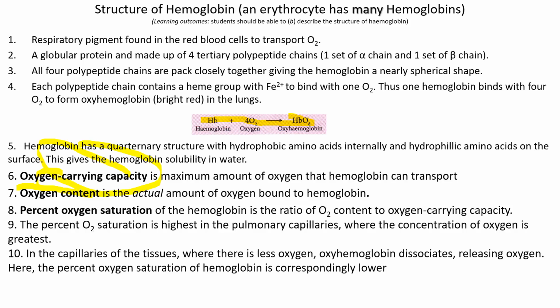The percent oxygen saturation is highest in the pulmonary capillaries, where the concentration of oxygen is the greatest. Now, in the capillaries of the tissues, especially active respiring tissues, where there is less oxygen, oxyhemoglobin will dissociate, releasing oxygen. And here, the percent oxygen saturation of hemoglobin is correspondingly lower.